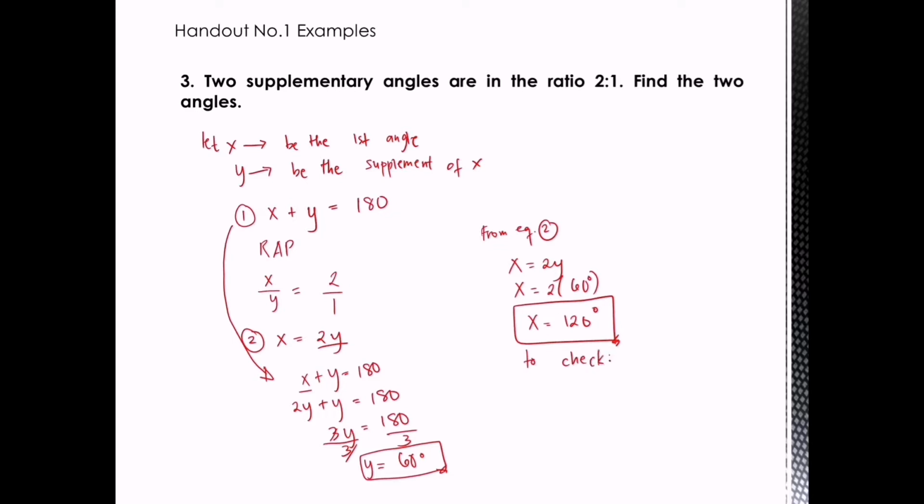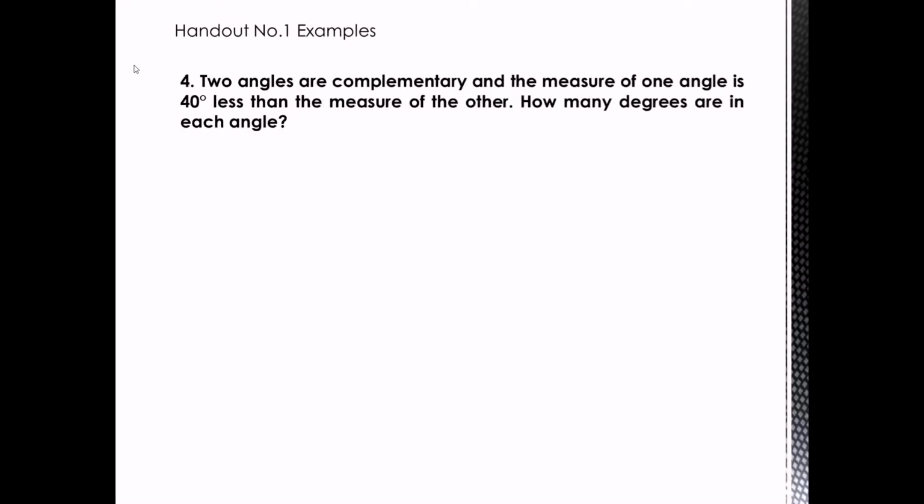we can check our work from equation 1. We have x plus y, the sum of the two angles, since supplementary angles should be 180. So this is our answer: x is 120, then our y is 60. So is it 180? So obviously it is 180. So we got the correct answer.